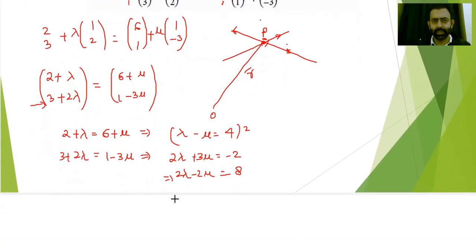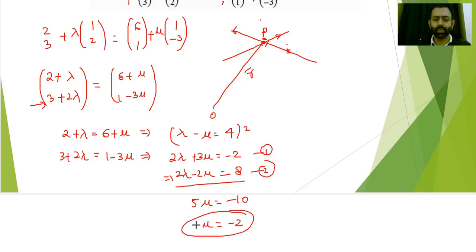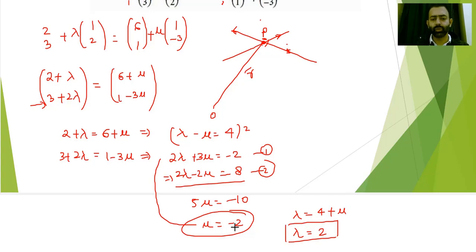I am using the elimination method. Let us say this is equation 2 and this is equation 1. Subtracting equation 2 from equation 1, I will get 5 times mu is equal to minus 10. So the value of mu is minus 2. Putting mu as minus 2 in either of these two equations, you will get lambda as 4 plus mu. That means lambda is 2. So lambda is 2, mu is minus 2.